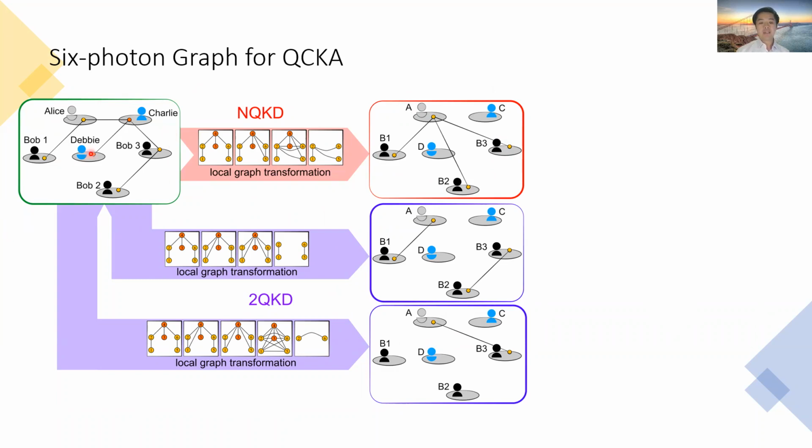Whereas in the 2QKD regime, we will need a total of 2 copies of the starting state in order to obtain enough Bell pairs. And so in the ideal setting, we would expect a performance advantage of NQKD over 2QKD of a factor of 2.